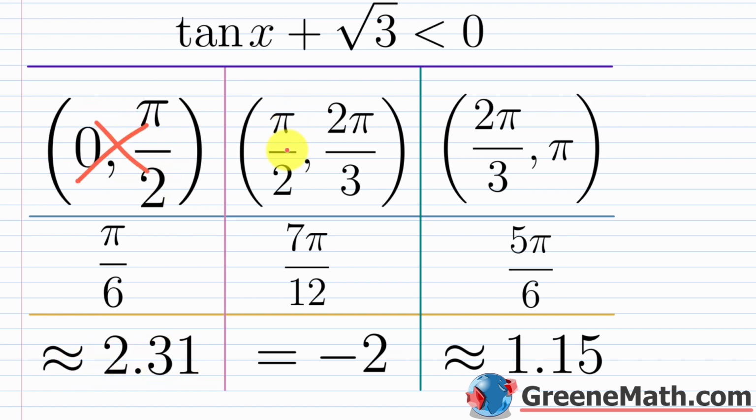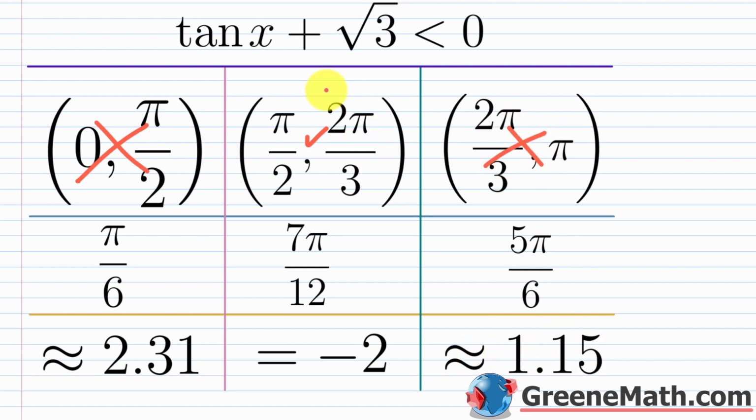Then in this interval between pi over 2 and 2 pi over 3, I picked 7 pi over 12, which is 105 degrees, in case you're curious. If you plug that in, you're going to get exactly -2. So this is negative, so this is going to work. And then between 2 pi over 3 and pi, I picked 5 pi over 6. If you plug that in, you get about 1.15. So this is positive, so this is not going to work.